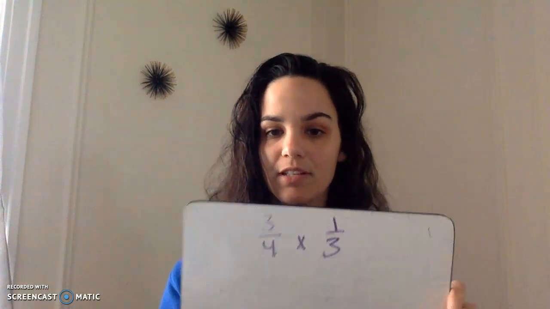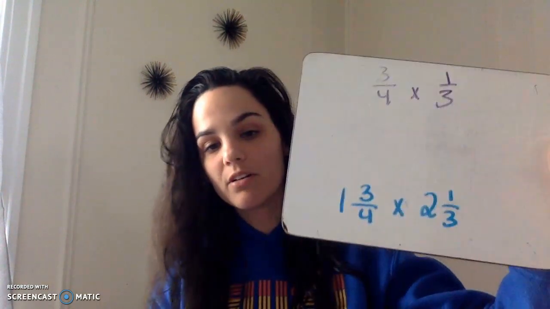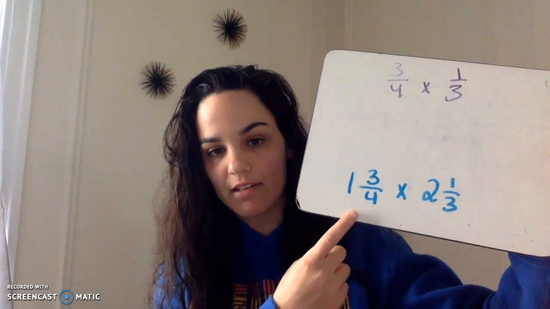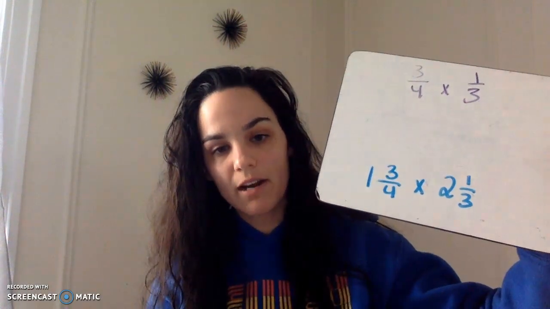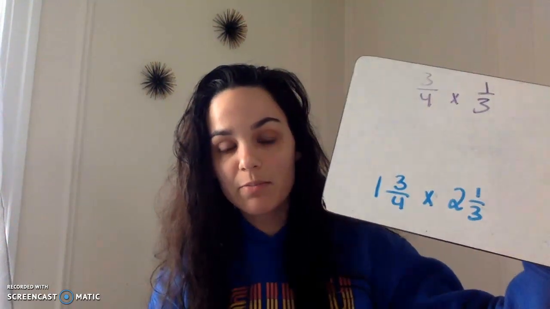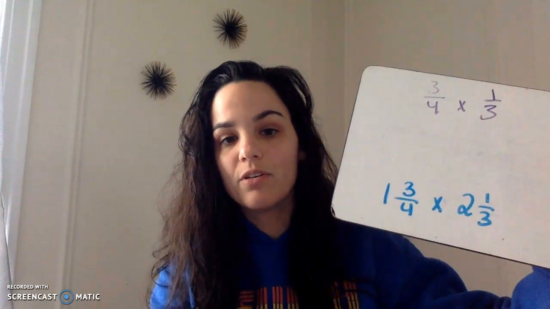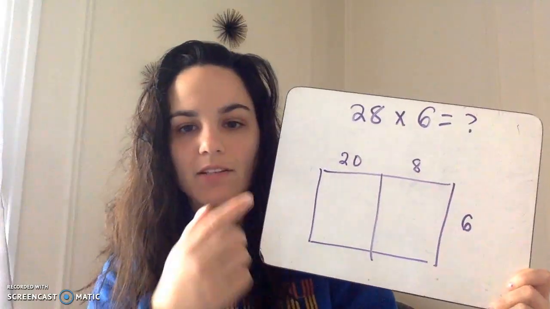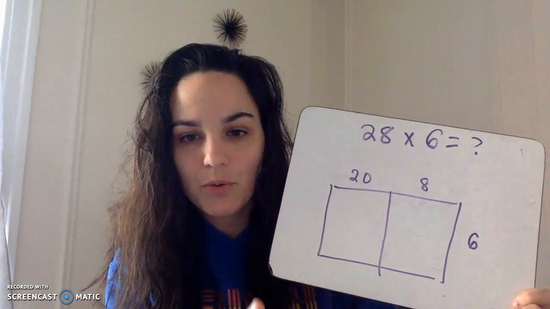All right, so today we're going to learn how to multiply mixed numbers using an area model. You all have learned how to multiply fractions that look like this. Today we're going to learn how to multiply fractions that look like this, mixed numbers, using an area model. We've done area models before, so the first thing we're going to do is review that. We're going to review with 28 times 6 because they're whole numbers.